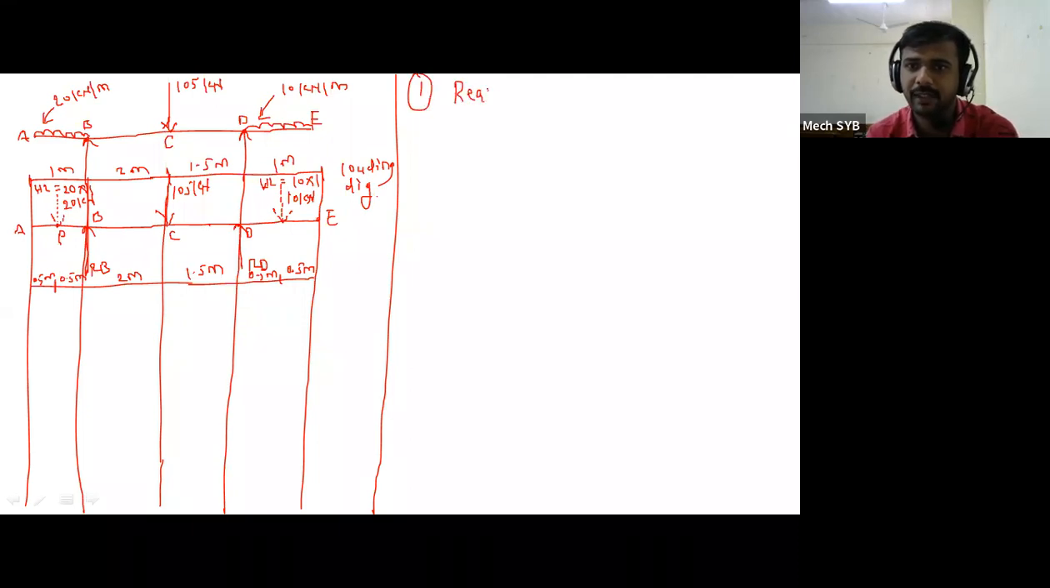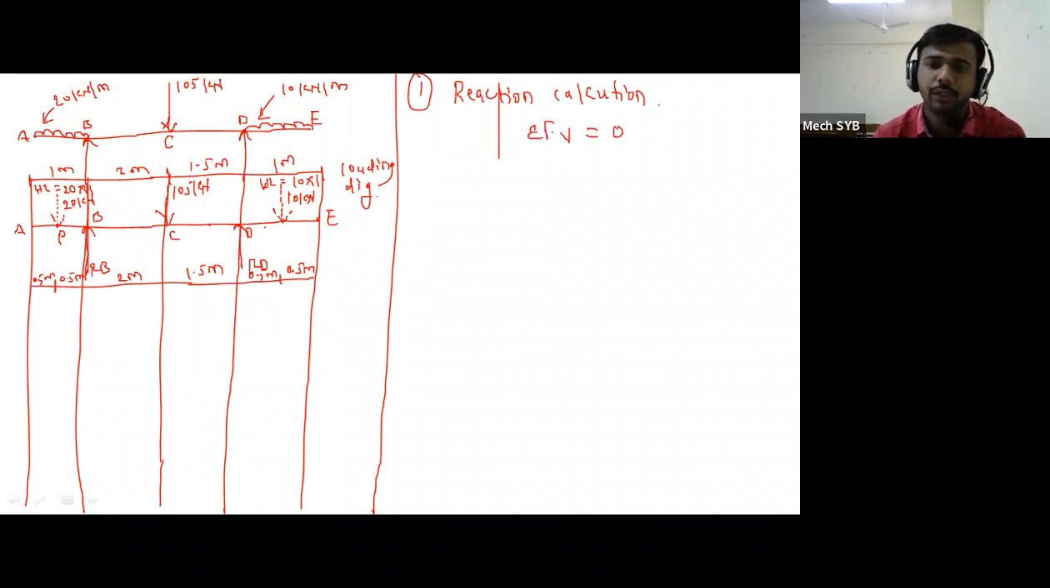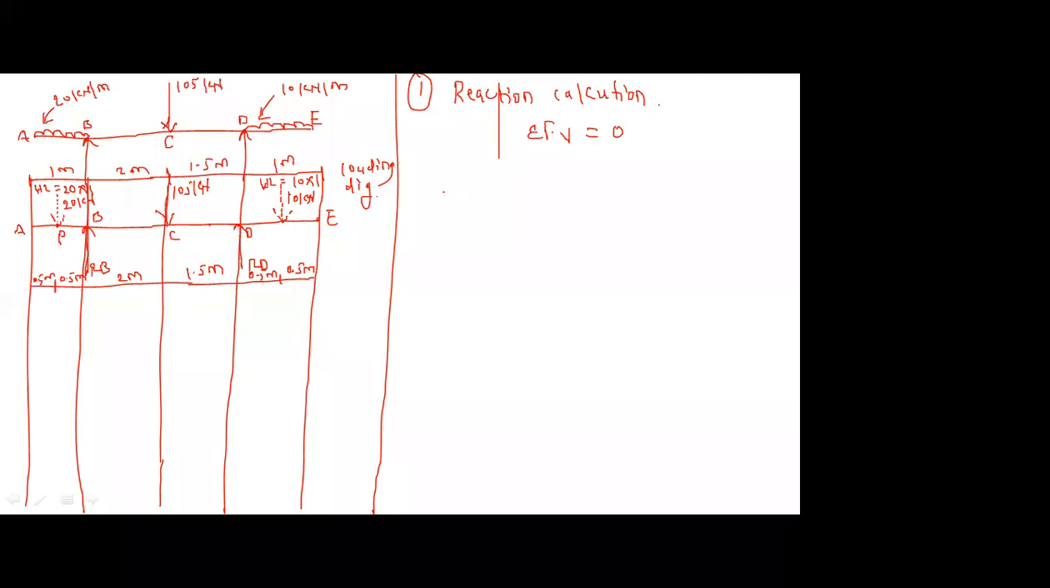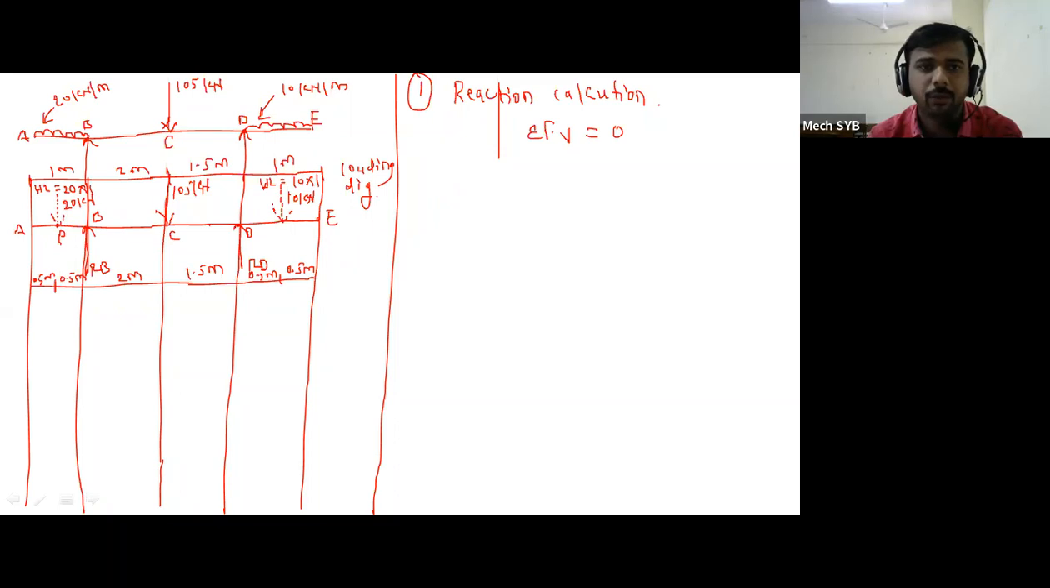So the first requirement is reaction calculation, that is summation of FV is equal to 0. Now how many forces are present? Total vertical forces on the beam: 5. How is it 5? The 3 forces are one point load of 105 kilonewton, another UDL converted into the point load, that is 20 kilonewton, and the second UDL converted into the point load, 10 kilonewton.